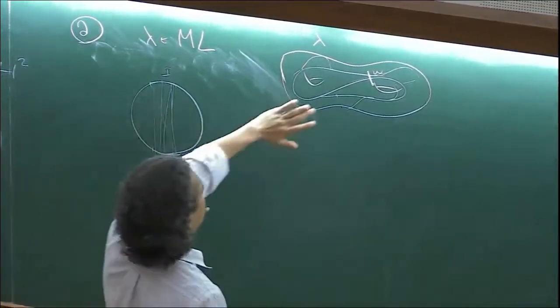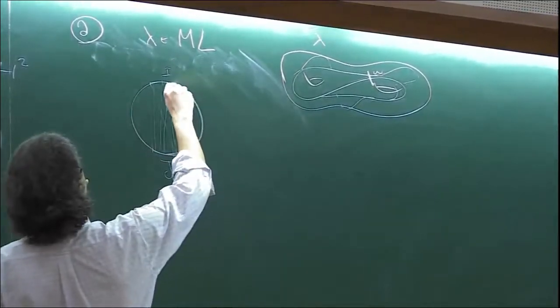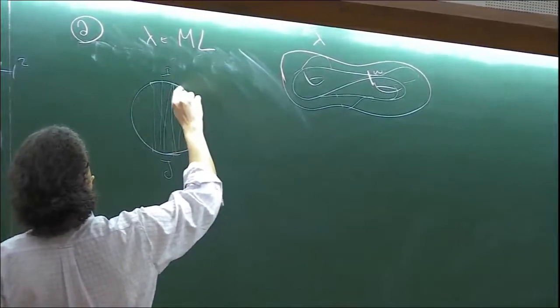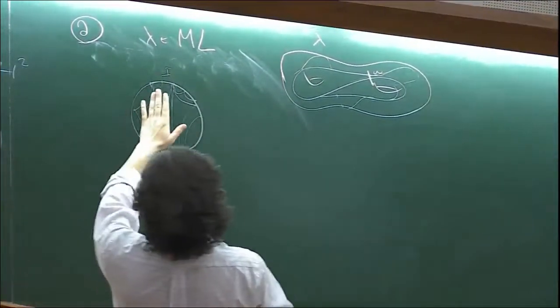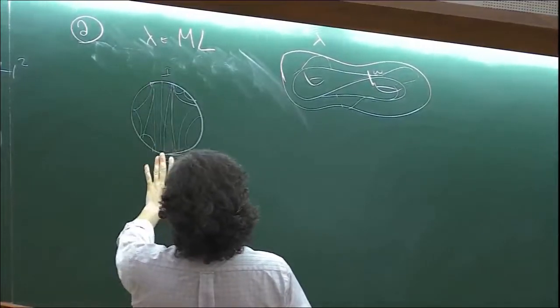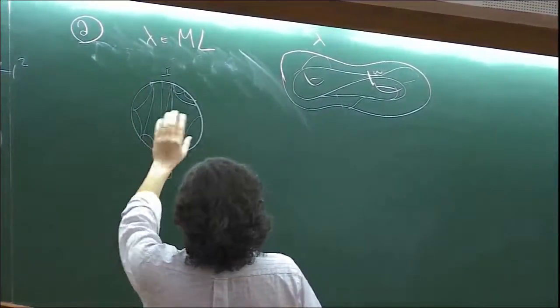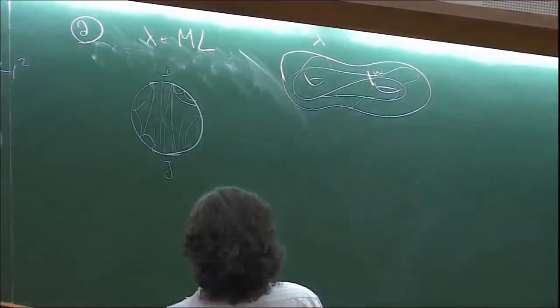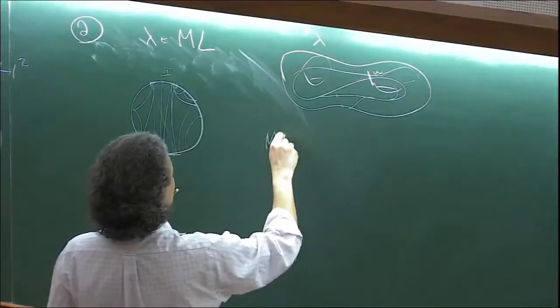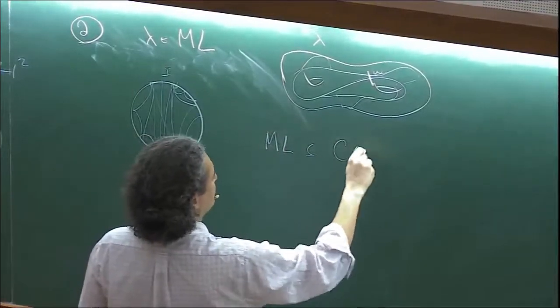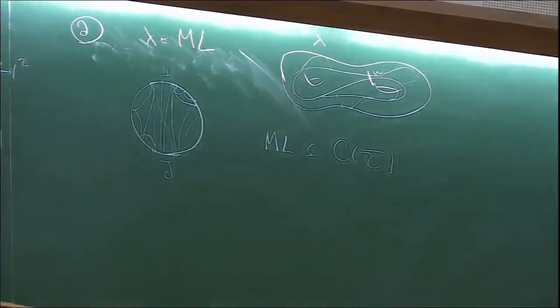Again, it's pi 1 invariant because that's the lift of this geodesic lamination. It counts how many geodesics start from here and here. Of course, this number is uncountable, it's a large number, but what is the measure of the set of geodesics which start in I and end in J? So in this situation, I can think of ML also as a subset of geodesic currents. So that's very nice.